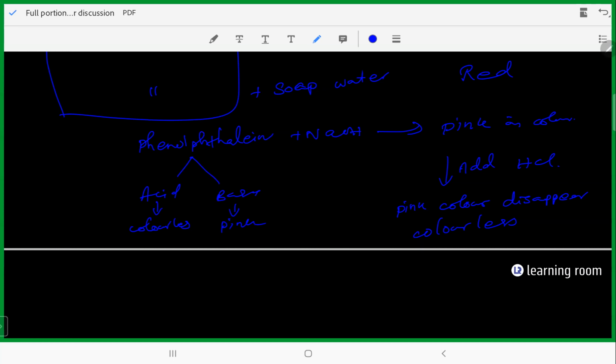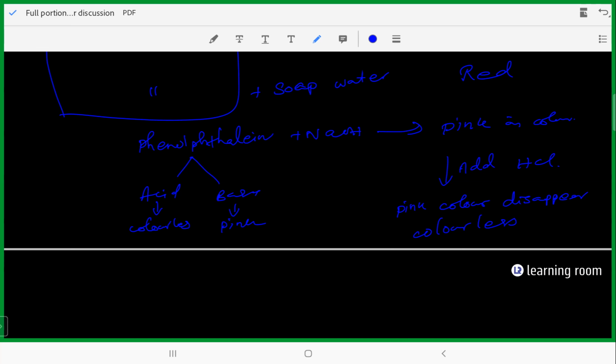Sir, I have a doubt. For this question, I wrote that by using methyl orange indicator, carbonic acid and dilute sodium hydroxide, I did the explanation, sir. Is that also correct? What is the acid you used? Carbonic acid, sir, H2CO3. What is the base you used? Dilute sodium hydroxide.